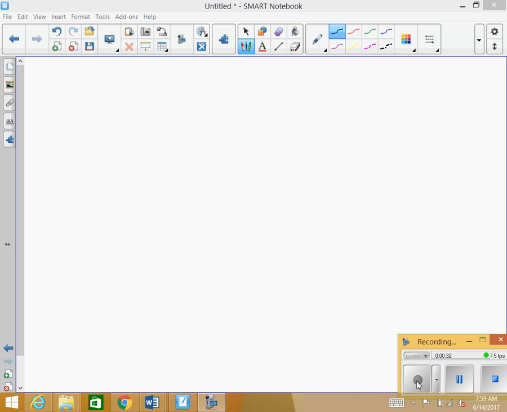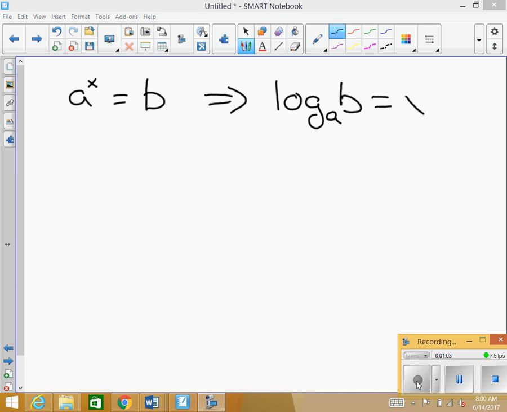So if I have, let's say, a as my base to some exponent x, and that is equal to b, that's a general exponential form. The logarithmic form of that would be log base a, because that's my base, of b is equal to x. So the log of base a with b is equal to x.